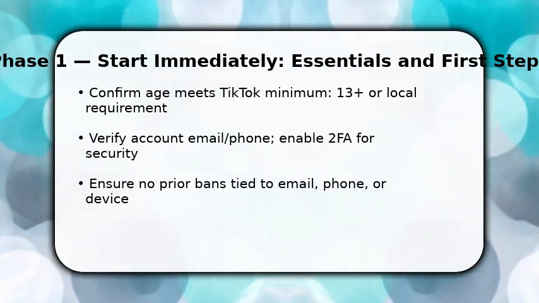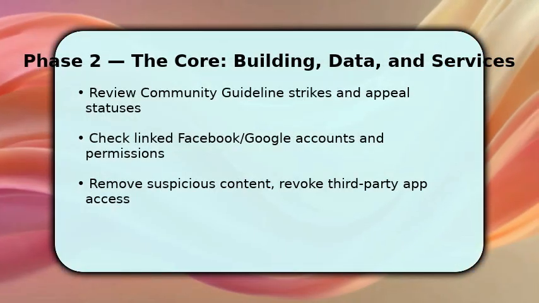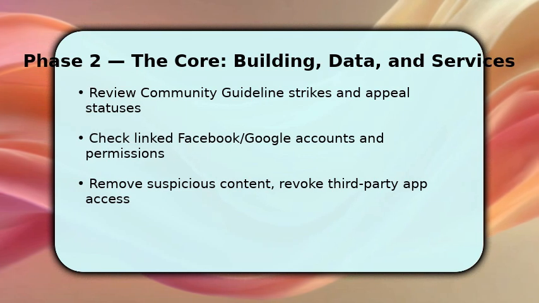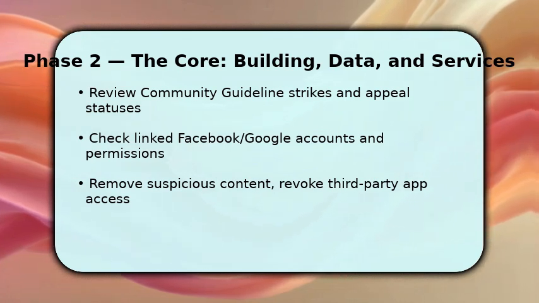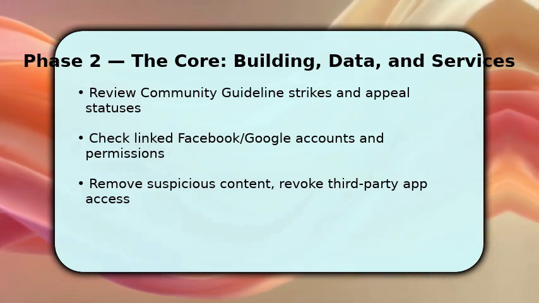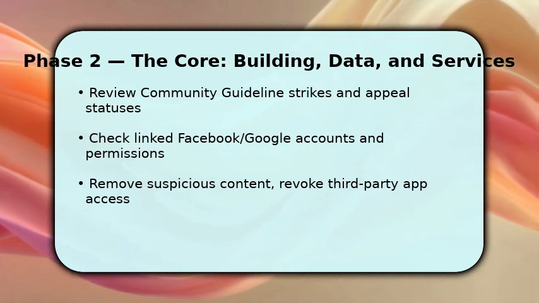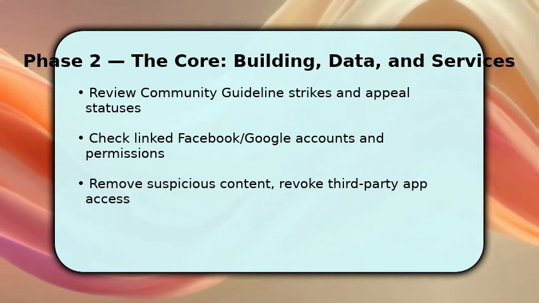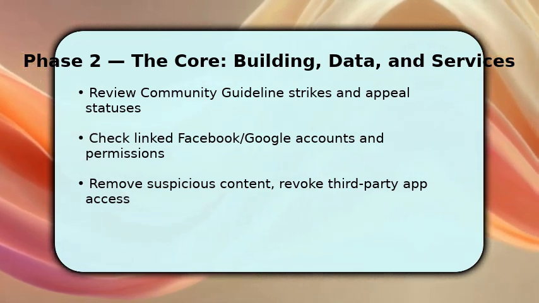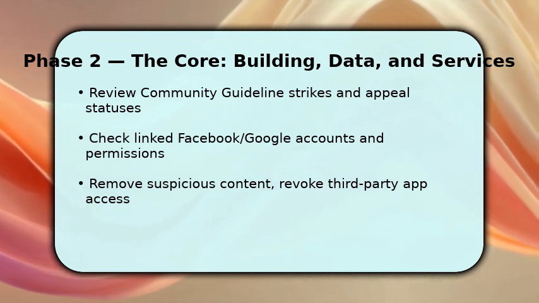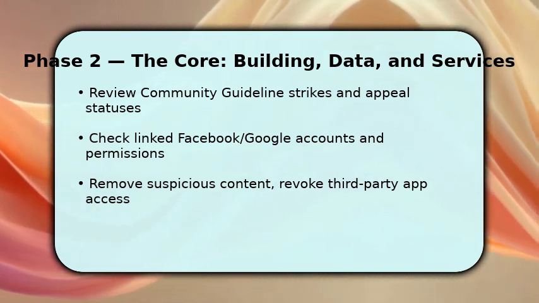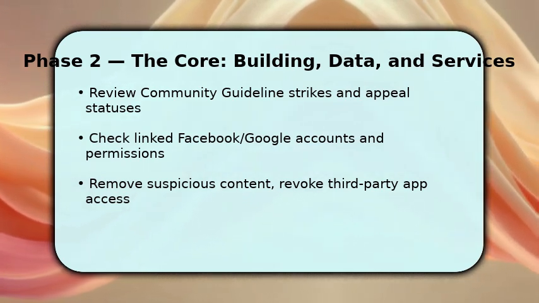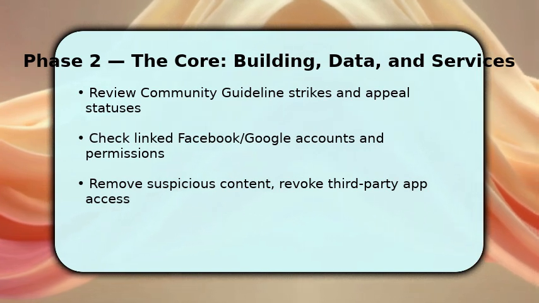Now audit your account history methodically. Open settings, review any strikes or suspended content, and submit appeals for wrongful actions. Explain context and include timestamps. While you review, confirm which external accounts are linked, Facebook, Google, and revoke or reauthorize permissions that look unusual. Also remove content or captions that triggered moderation, once cleaned. Wait 24-72 hours for system reevaluation, and make sure you do not re-upload similar material during that window.